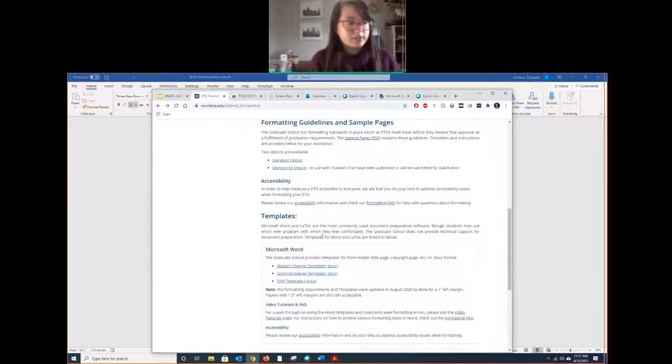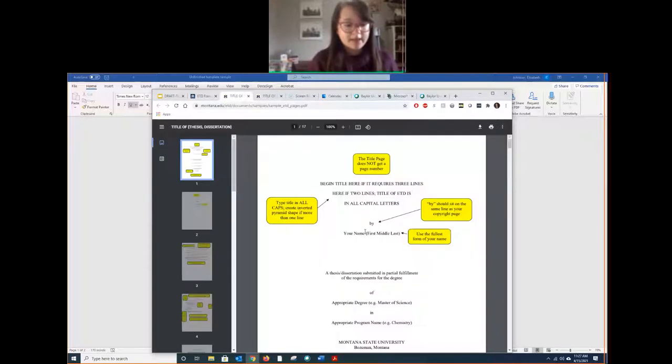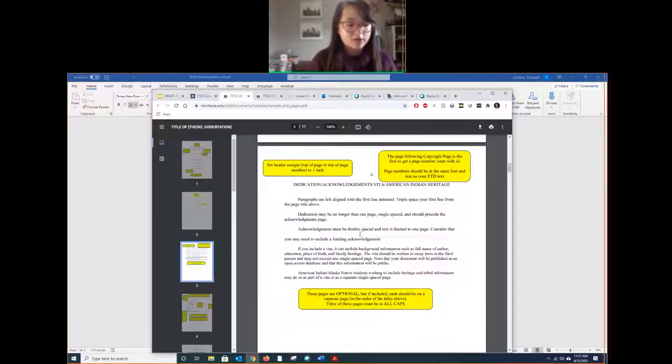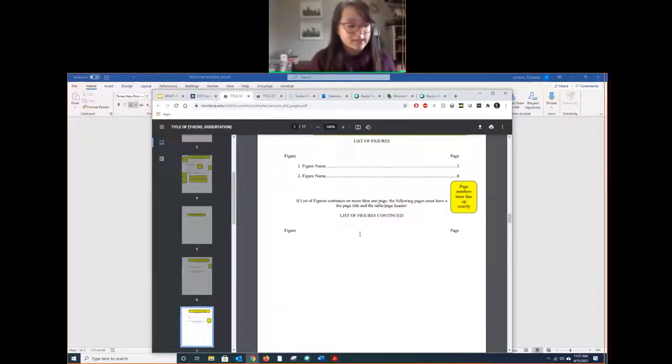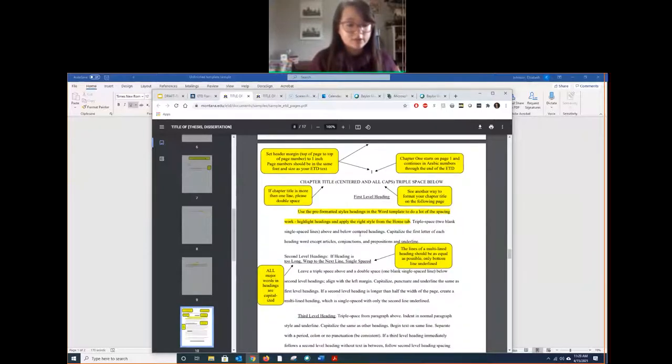For our students, we require all of the ETDs to follow a specific formatting guideline: how the front matter is structured, how the back matter is structured, and how the headings in the body are structured with a first, second, and third level style. Although we do allow some flexibility for manuscript chapters, and we let students use whatever citation style is best for their discipline. We offer students a visual example of what these guidelines are in these sample pages that I have up on the screen right now.